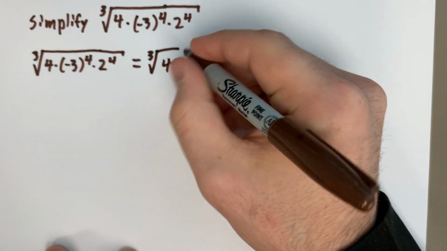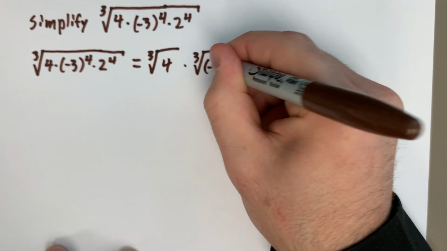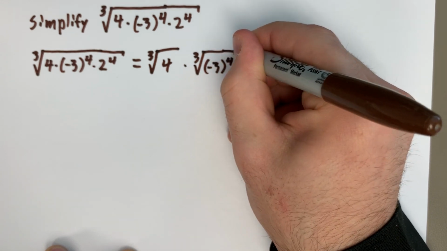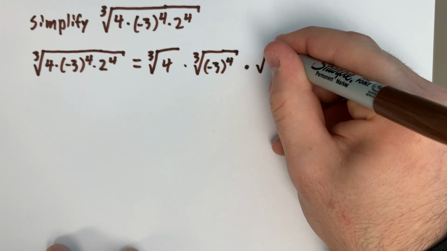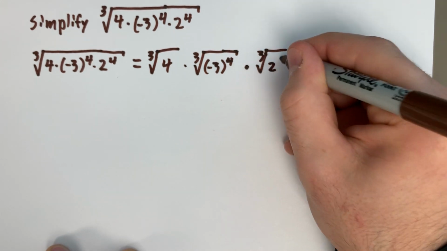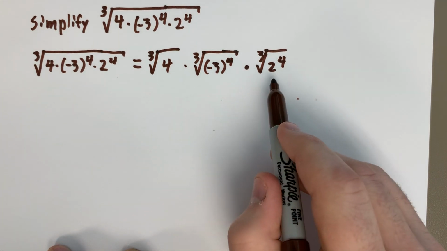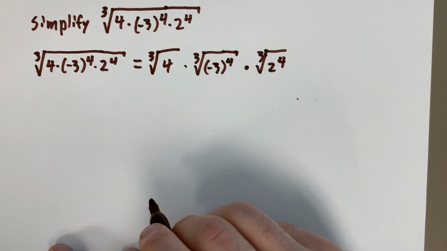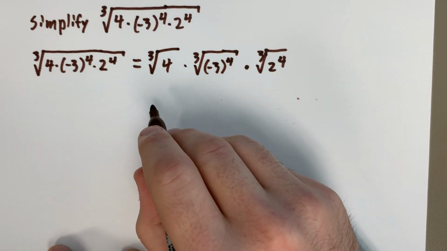So we have cube root of 4 times cube root of minus 3. It's very important that you keep the parentheses here. And then you have times the cube root of 2 to the fourth. All right, so now let's see if we can break these things up as much as possible. Some of these problems are very much trial and error, so we'll just see what happens when we break things up this way.